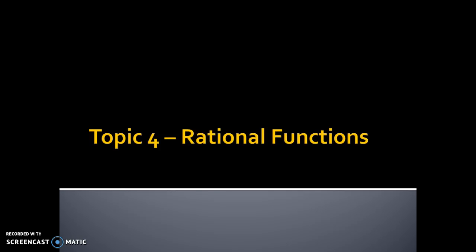Okay, so this is topic 4 of rational functions. To review, a rational function is a function in rational form, so it looks like a fraction. There's going to be an x in the numerator and an x in the denominator. First we're going to take a look at some of the most basic parts of a rational function, which is the domain and range.